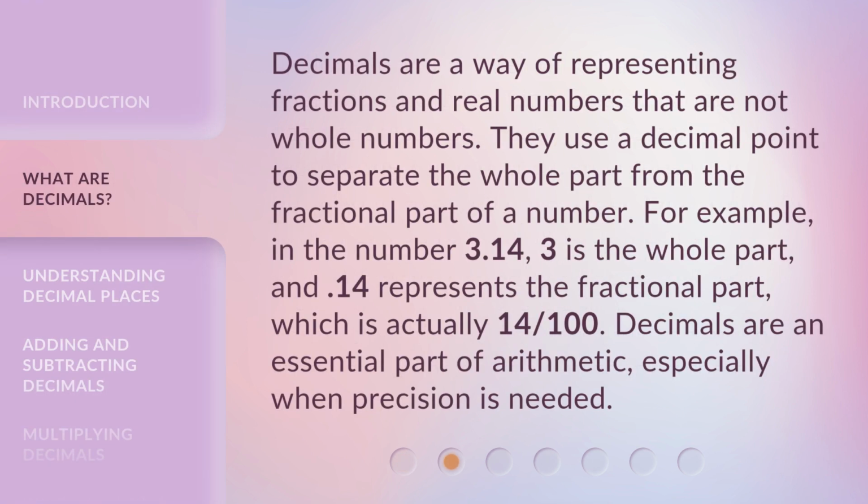Decimals are a way of representing fractions and real numbers that are not whole numbers. They use a decimal point to separate the whole part from the fractional part of a number. For example, in the number 3.14, 3 is the whole part, and 0.14 represents the fractional part, which is actually 14/100ths. Decimals are an essential part of arithmetic, especially when precision is needed.